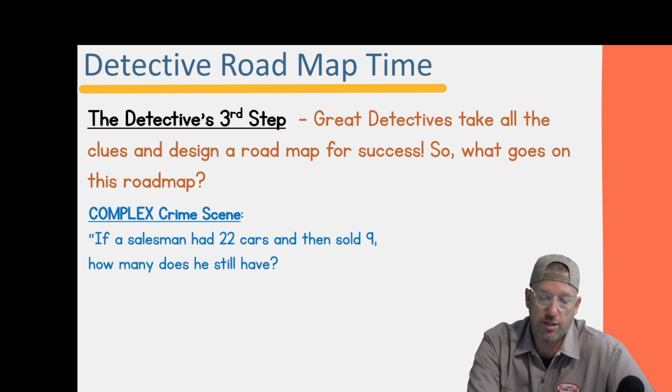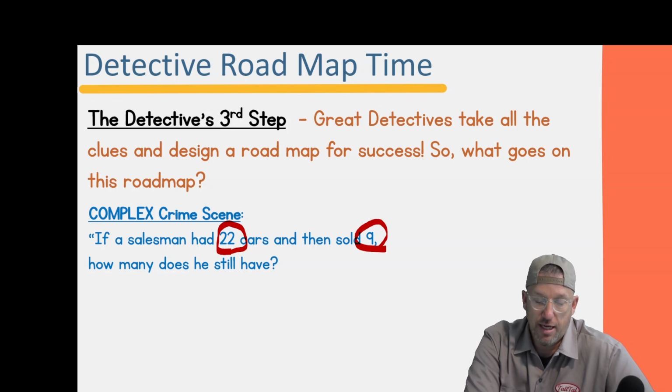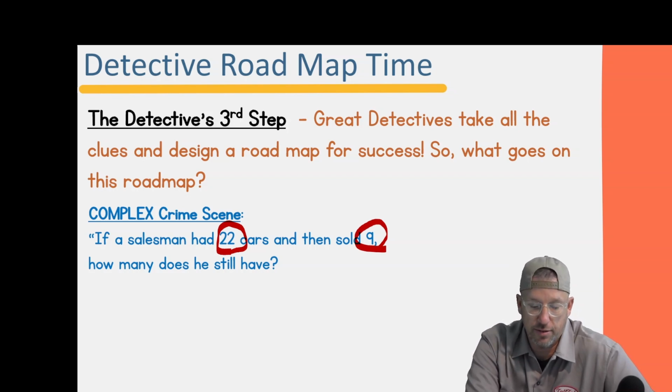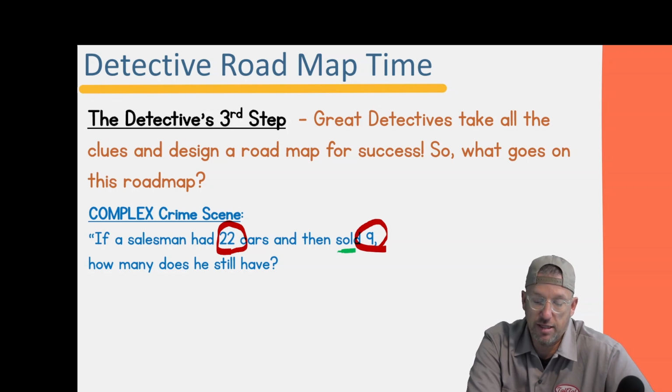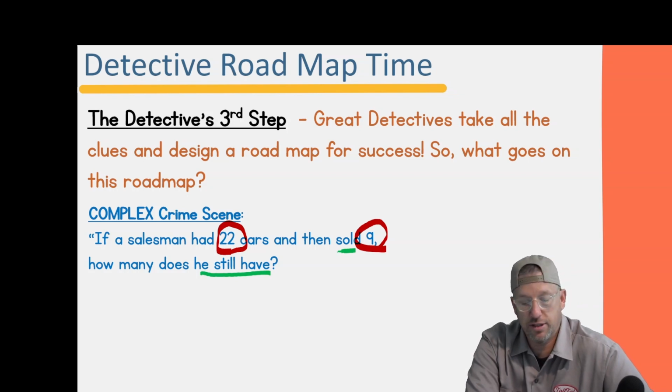So here's our complex crime scene. And remember, we circled 22 and we circled 9 because those are our numbers. And then we're supposed to underline anything that was a buzzword. So from detective's second step was to underline. So do you see anything in here that might be a buzzword that is a keyword? A salesman had 22 cars and then sold. Oh, he sold them. How many does he still have? How many does he still have? That looks like it's going to be important.